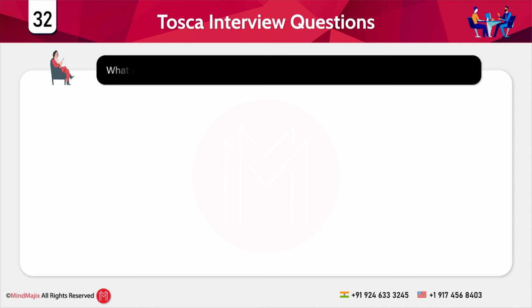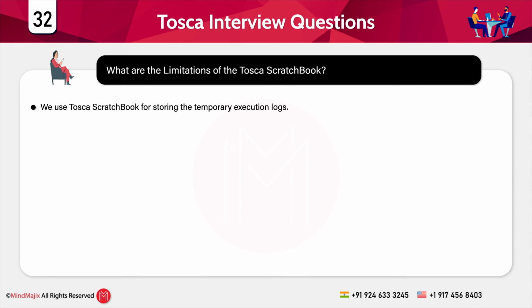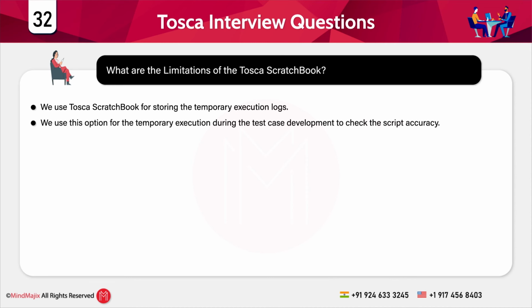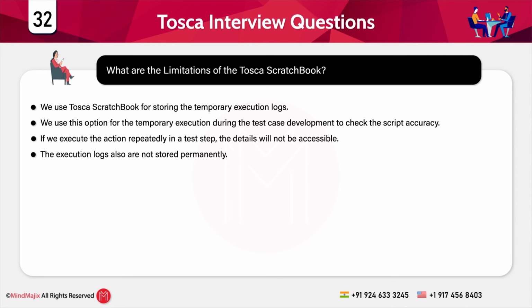The next question is, what are the limitations of the Tosca ScratchBook? We use Tosca ScratchBook for storing the temporary execution logs. We use the option for the temporary execution during the test case development to check the script accuracy. If you execute the action repeatedly in a test step, the details will not be accessible. The execution logs also are not stored permanently. So Tosca ScratchBook is not a correct option to keep the execution logs. This is all about the limitations of Tosca ScratchBook.